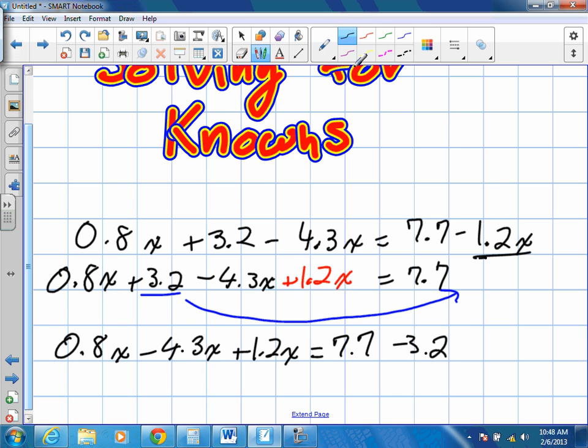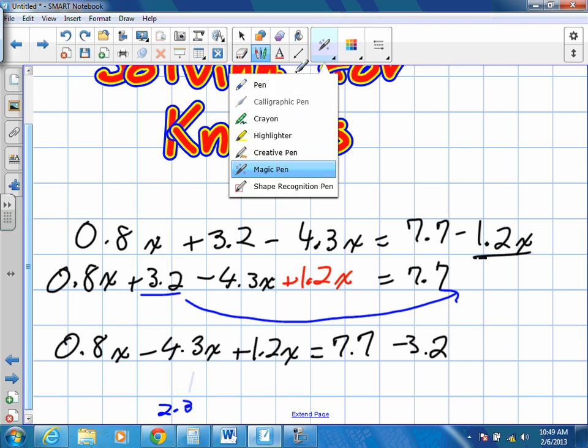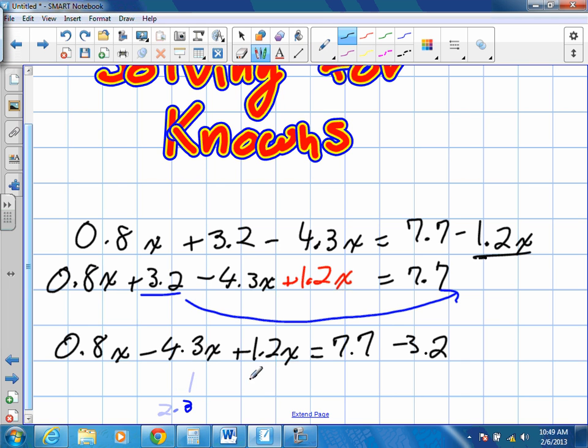From here, we've got to use our collecting like terms. All three of these are like terms. So we're going to put the coefficients together. This will give us 3.1 minus 8 minus 2.3, so I'm putting it in the calculator. Let me know if that's right. Negative 2.3x. Okay, so that becomes negative 2.3x. And over here we get 4.5. Is that right? Okay.